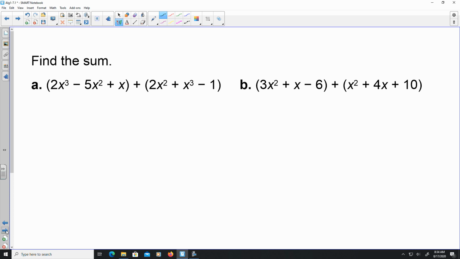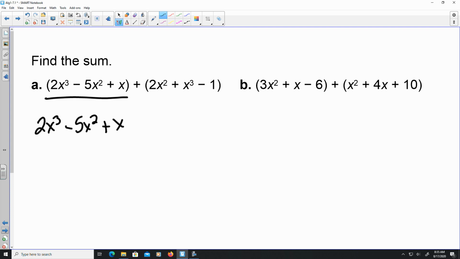When it's an addition problem, with the first set of parentheses, you are going to rewrite it as is without the parentheses. So my first set of parentheses for part A is 2x cubed minus 5x squared plus x. Rewrite it how it is. If it's positive, leave it positive. If it's negative, leave it negative. So I got 2x cubed minus 5x squared plus x. So our first step is getting it out of the parentheses.